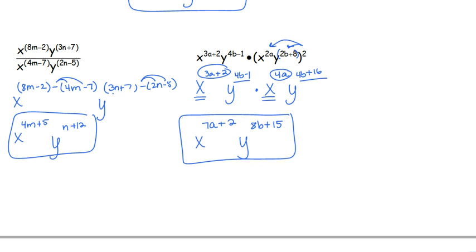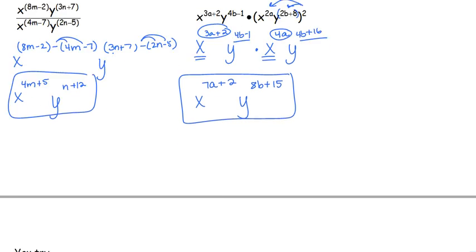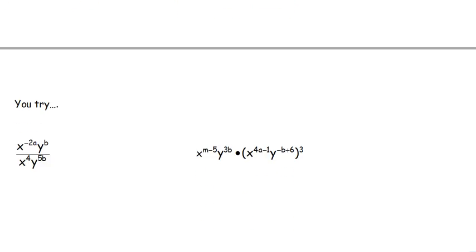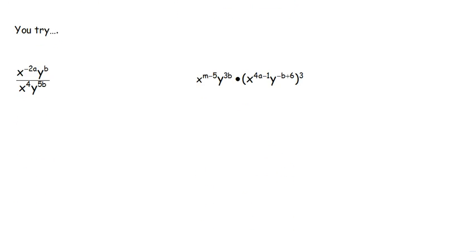Hopefully that was not too difficult. Let's see how well you understood. You have 2 problems I want you to try on your own. So go ahead and press pause, attempt these 2, and then see how you did.